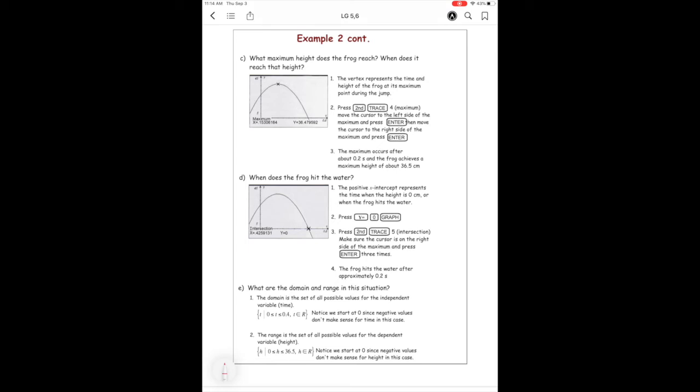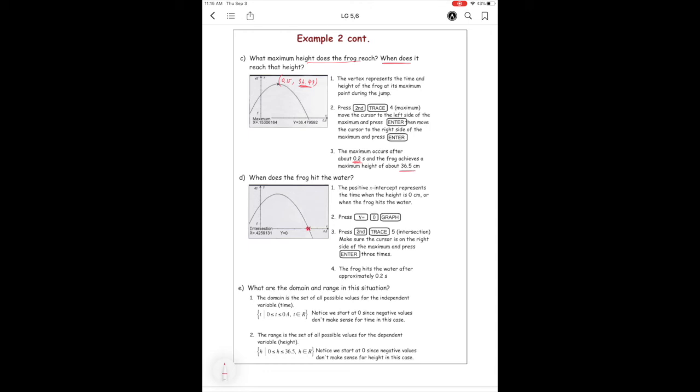And the next question says, what's the maximum height? So remember, we had the vertex of 0.15, comma 36.48. Well, that's the maximum height it gets to. And I just rounded it to that. And it took roughly 2 seconds to get to that height. All right. So that's the answer to when does it reach it. So roughly 0.2 seconds, and what the height is, it's roughly 36.5.